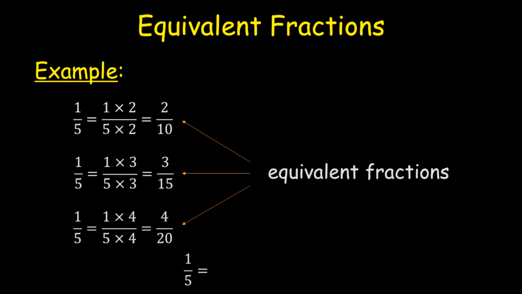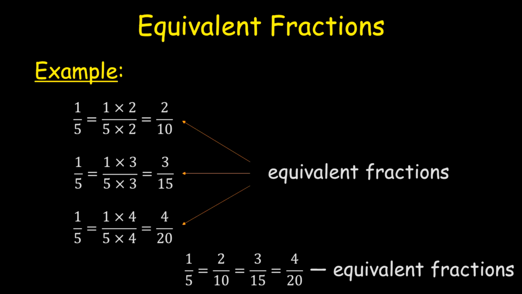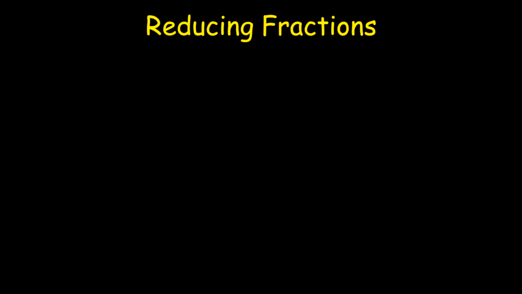So 1/5 equals 2 tenths equals 3 fifteenths equals 4 20ths. They all are equivalent fractions. We can go on and multiply 1/5 by other numbers and receive a whole bunch of products, and they all will be equivalent.